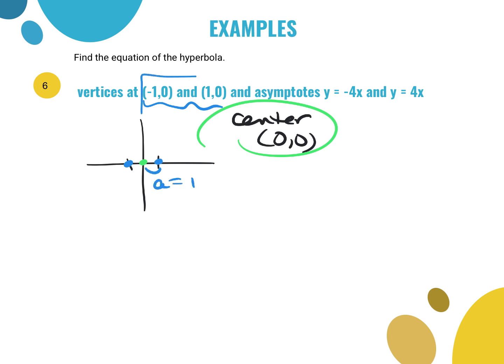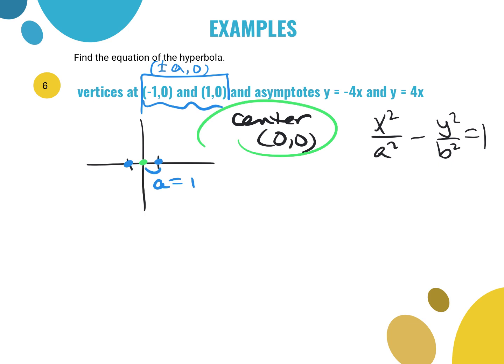I could also have gotten it from the ordered pairs because remember these vertices are positive and negative A, comma 0. Notice the A is in the X spot. So this tells me that the equation I'm filling in is going to be x squared over a squared minus y squared over b squared equals 1. Remember, a squared is always the denominator of the first fraction. Now, this time they gave me an asymptote.